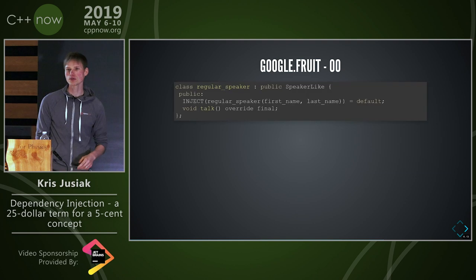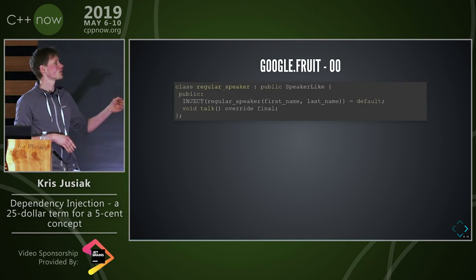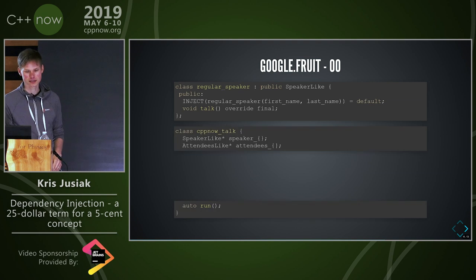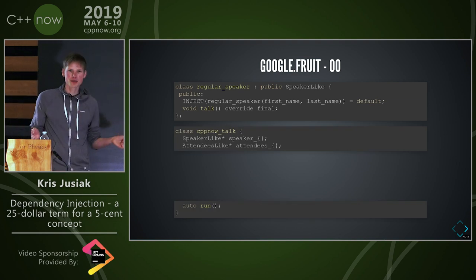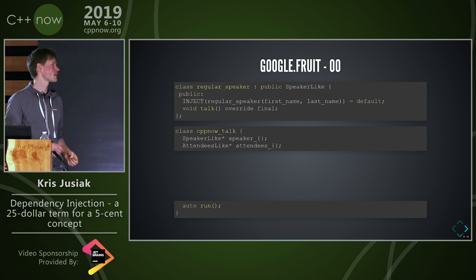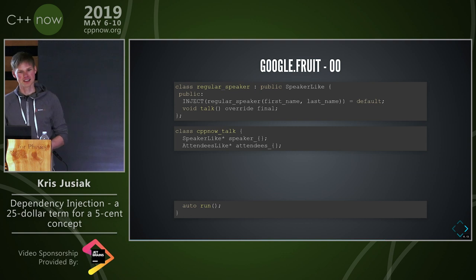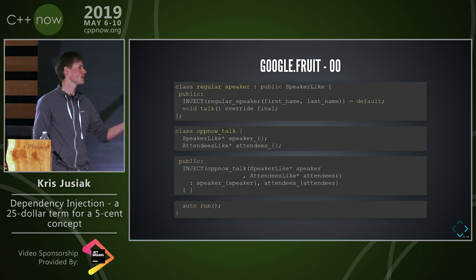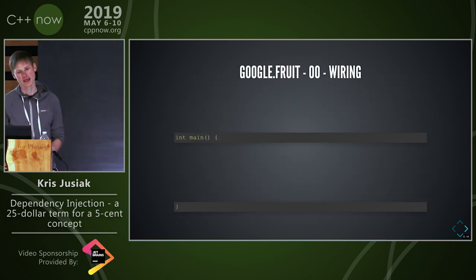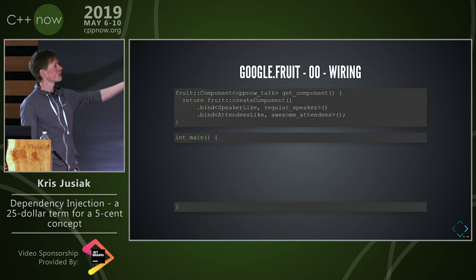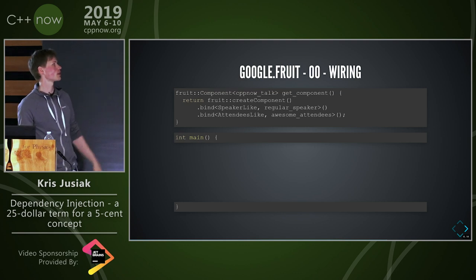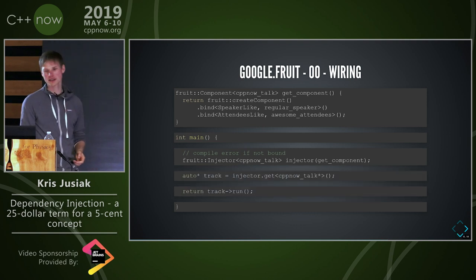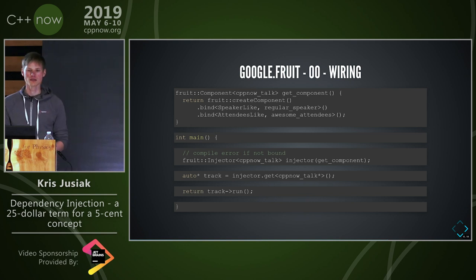So about Google Fruit. Google Fruit is very similar. It requires a macro to pass into all your constructors, which is not ideal. But well, we can deal with it, I guess. Although we have to remember that DI is about reduced coupling, and here we couple ourselves to the macro, which is kind of a dodgy, gray area. It uses pointers here, and the idea is that we have the macro and everything else is as before. We create the component, bind the speaker to the regular speaker, create an injector kind of thing, get the talk, and we can run it. So it's very similar to what we have so far.